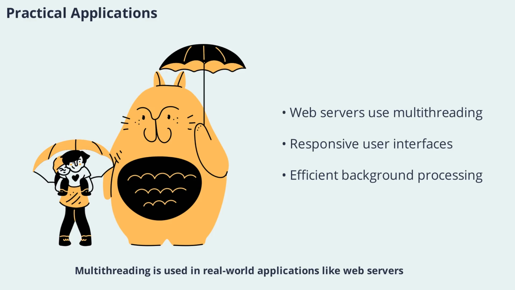Multithreading is used in real-world applications like web servers, database systems, and multimedia processing. It enables responsive user interfaces, efficient background processing, and scalable server architectures. By mastering multithreading in Java, you can build applications that handle multiple tasks smoothly and deliver a better user experience.